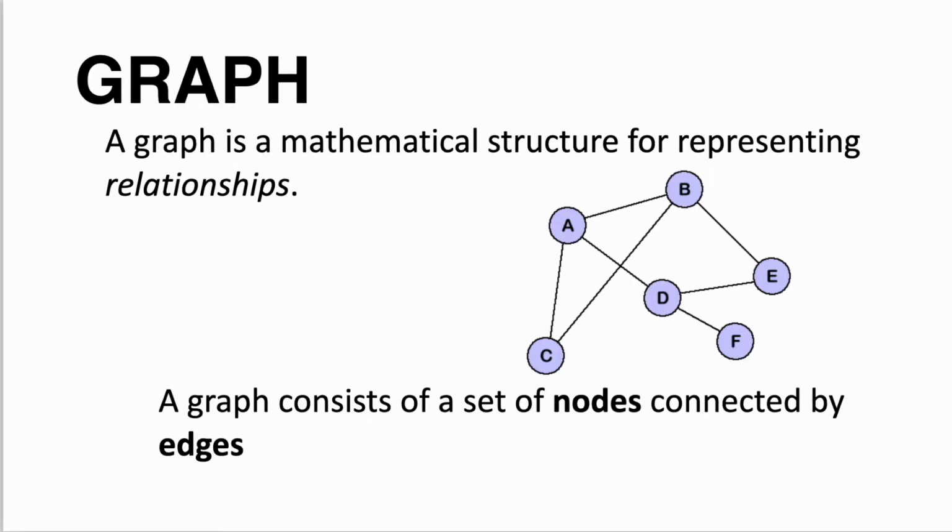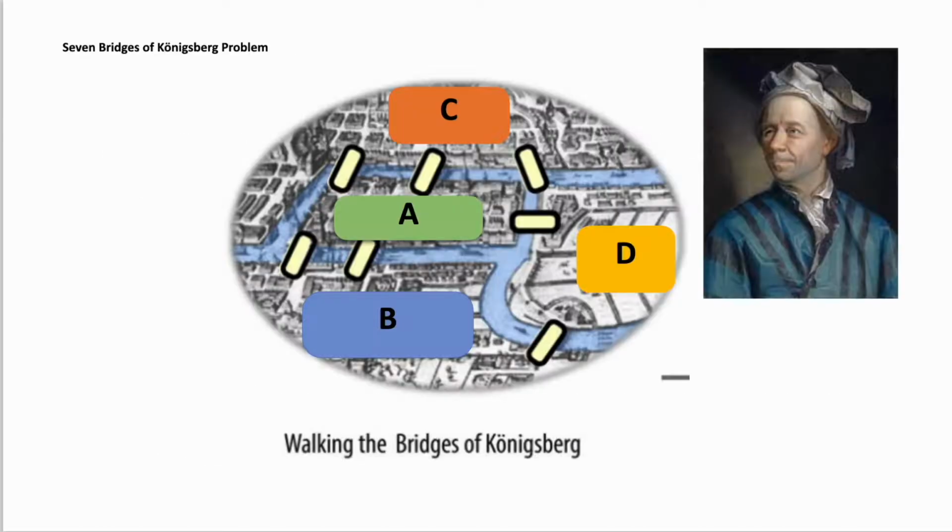Let us start with an informal definition first. So, a graph is a mathematical structure, sometimes called a combinatorial structure, for representing relationships. It consists of a set of nodes connected by edges.